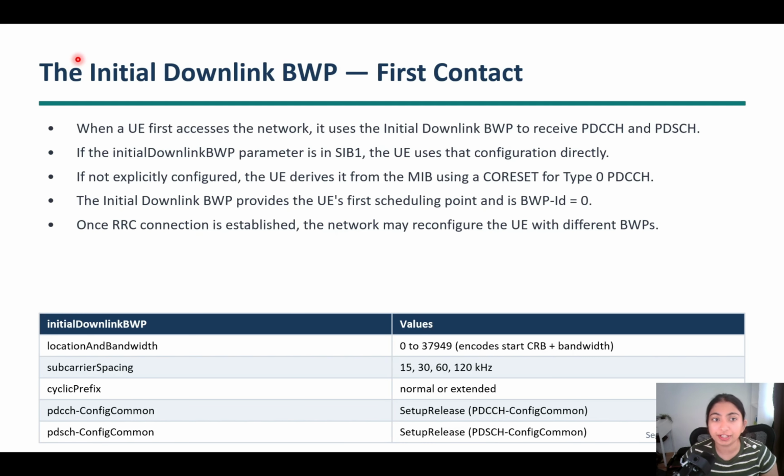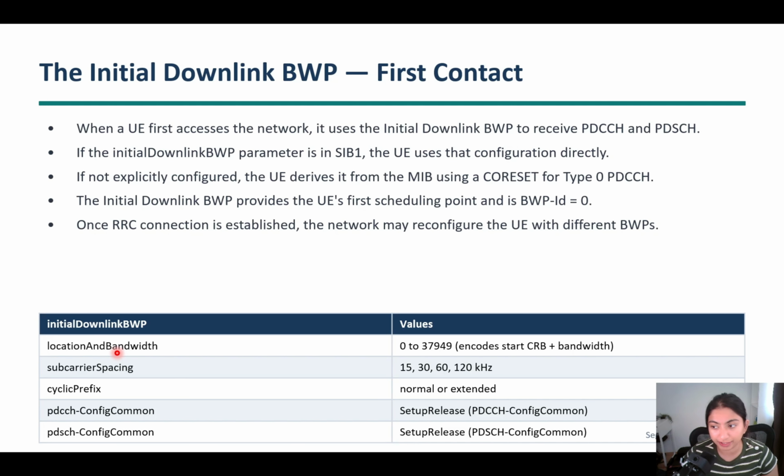Now let us talk about the initial downlink bandwidth part. The initial downlink bandwidth part is the first bandwidth part a UE uses when connecting to the network. If SIB1 includes the initial downlink bandwidth part parameter, the UE uses that configuration to establish its initial receive bandwidth part. If it is absent, then the UE derives the initial downlink bandwidth part from the MIB using a CORESET for Type 0 PDCCH. The key parameter for the bandwidth part is location and bandwidth, which uses a compact encoding to specify both the starting CRB and the number of CRBs.